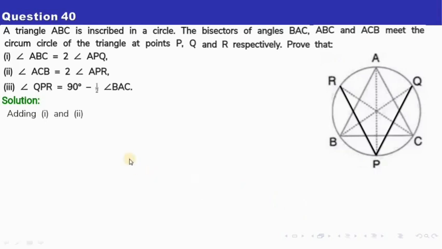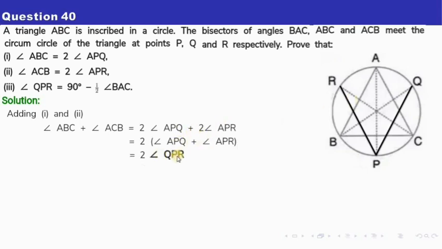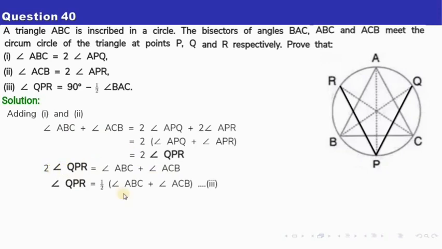Let me add 1 into this one and this one. On the left hand side we have this, and on the right hand side we have this. Now we see that 2 is common here, so let me take 2 common. Now we have APQ plus APR, that is, APQ is this angle and APR is this angle. So this angle plus this angle will be equal to QPR, so instead of this I am writing QPR. Now from here, 2 QPR will be equal to angle ABC plus angle ACB. In another way, let me take this 2 there, so we'll get half here. So we have equation number 3 here.